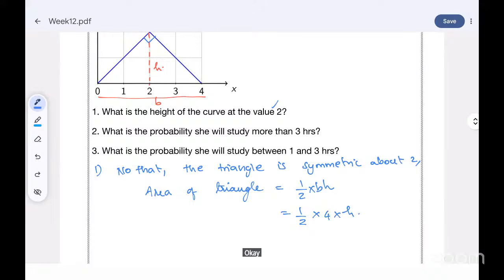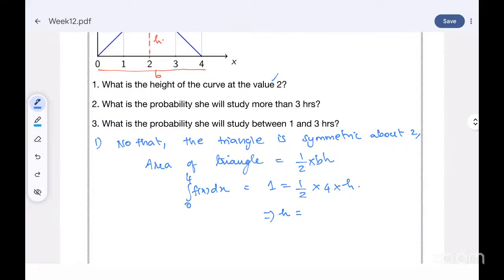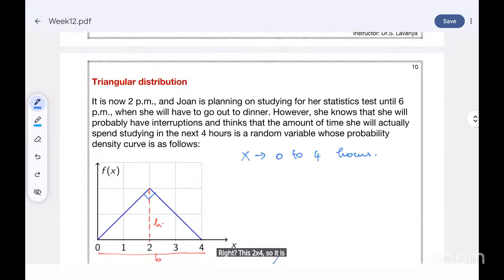But what is this area of triangle representing? One. Yes. The probability distribution function total should be 1. Because we know that this is nothing but the integral from 0 to 4 of f(x) dx. That should be 1 because it's a density function. Now, because it is 1 here, what should be your h from this? Your h should be 2. Half of 2 by 4, so it is 0.5. This is 0.5.